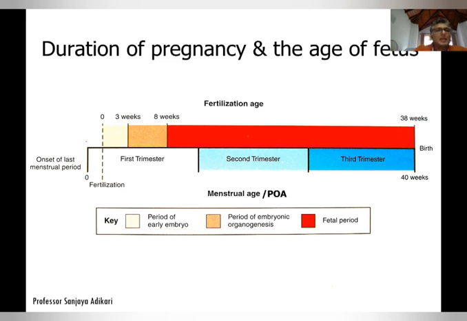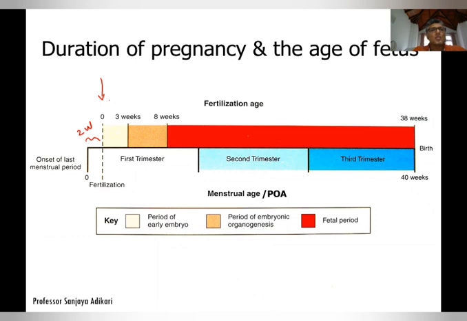Then from that, if you put 2 weeks, that is 14 days, that is roughly the time of ovulation, if you go by a 28-day cycle. And within 1 or 2 days, it gets fertilized. So fertilization also falls there. If you take from that tip, upper end, that is day 0 of the baby. That is the beginning of the baby's life at the time of fertilization.